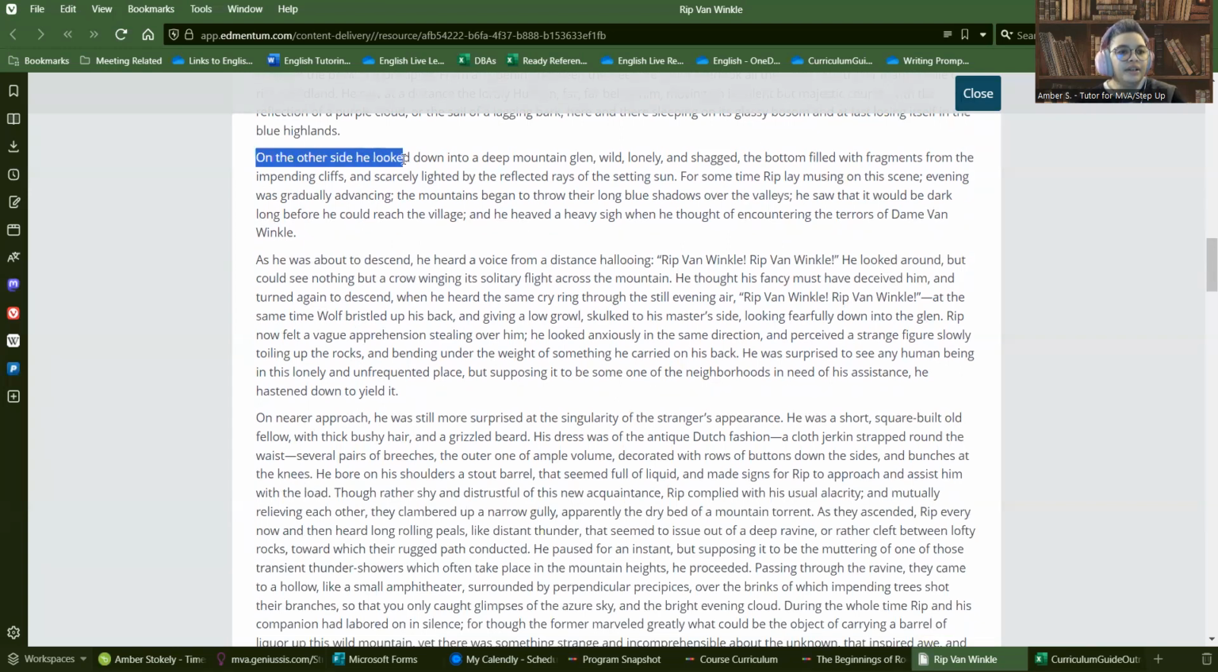On the other side, he looked down into a deep mountain glen. And a glen is kind of like a small woodsy area.